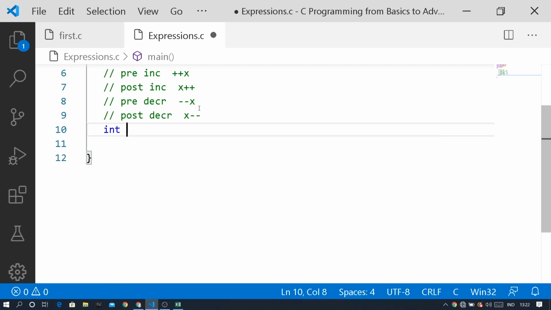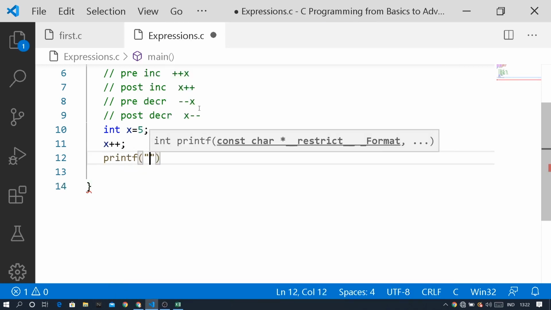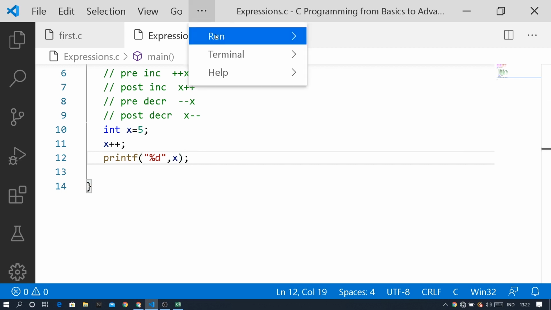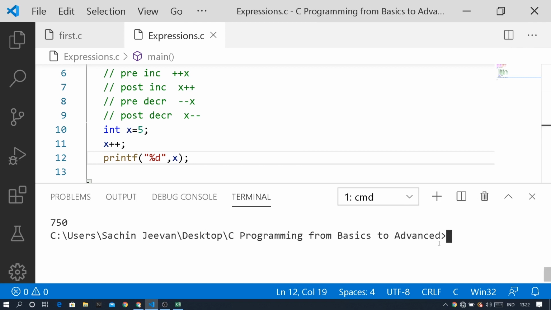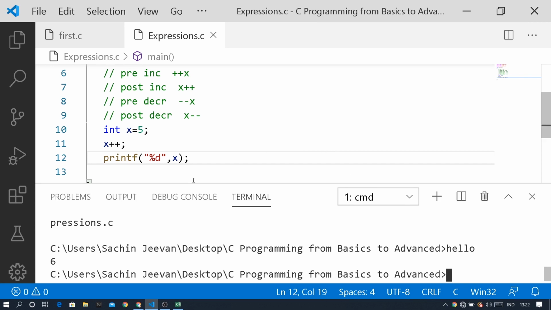I will take a variable called x, and in x I will store the value 5. In the next line I will do x plus plus, and then a printf statement printing the value of x. So printf percentage d comma x. I just missed a comma. Let me compile and execute this program and check what it is going to print.